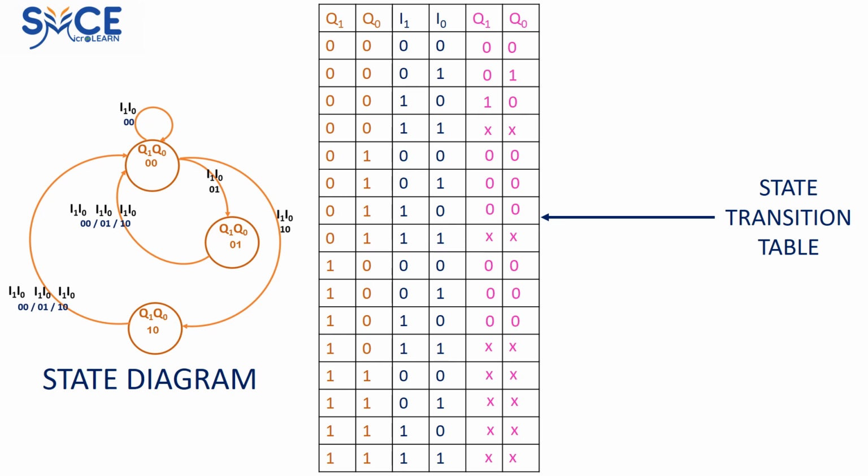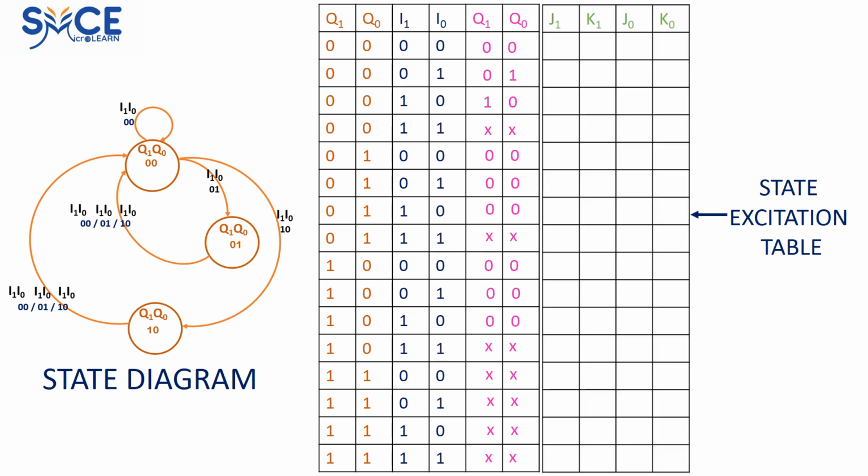The last step is to extend the state transition table into a state excitation table by adding 4 more columns to it. These 4 columns are the inputs which we need to apply to the 2 JK flip-flops so that when we apply a clock pulse to them, they produce the proper output in accordance with the entries in the state transition table. Now let's see how to fill in the entries J0, K0 and J1, K1.